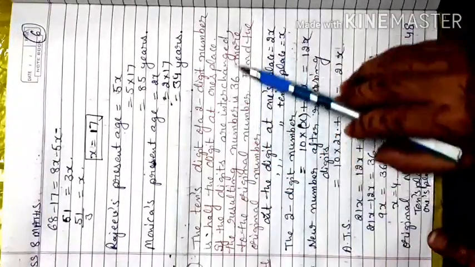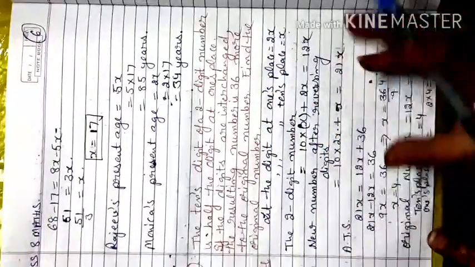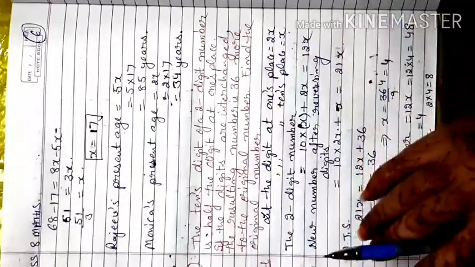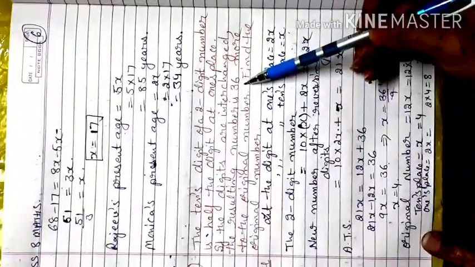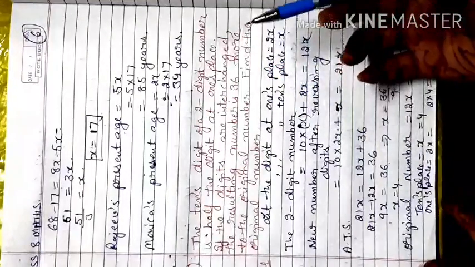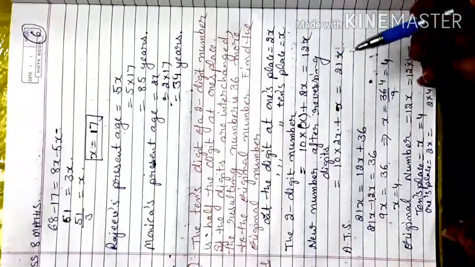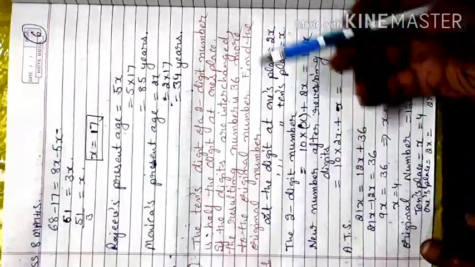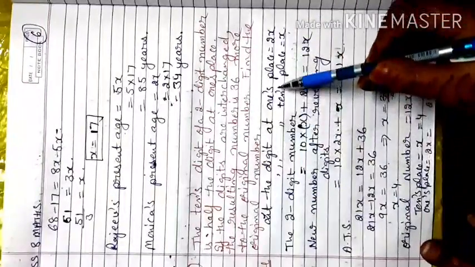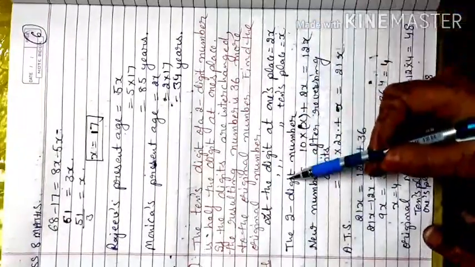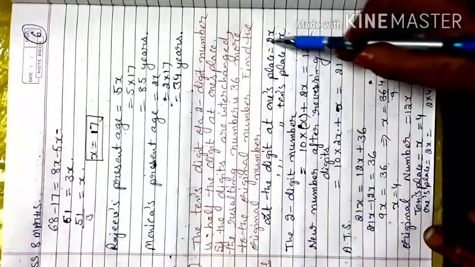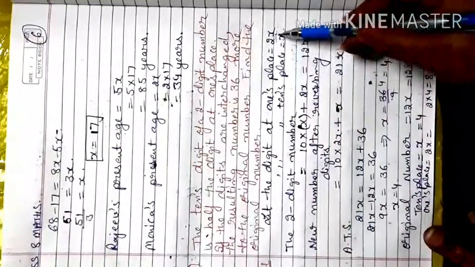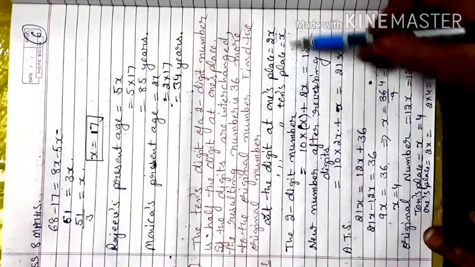If the digits are interchanged, if you swap the digit places, the new number formed will be equal to the original number plus 36. You have to find what the original number was. So let the digit at the ones place be 2x and the digit at the tens place be x. So the original number, according to that, has 2x at the ones place and x at the tens place.